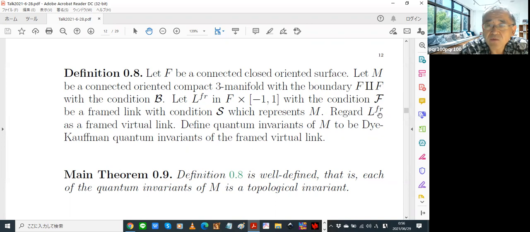Regard L as a framed virtual link. Define the quantum invariants of M to be the Dye-Kauffman quantum invariants of the framed link. Main theorem: this definition is well defined. That is, each of the quantum invariants of M is a topological invariant.